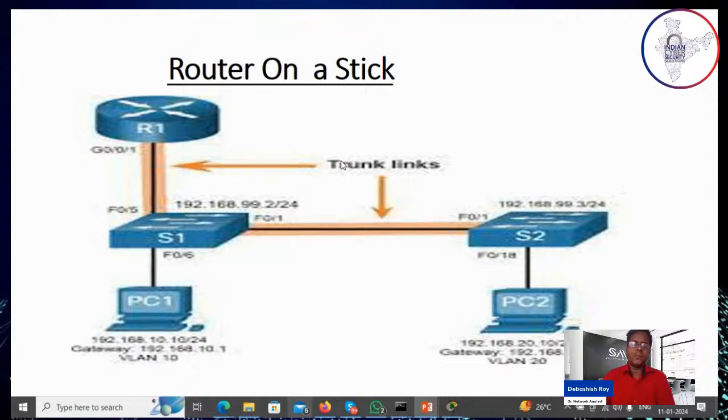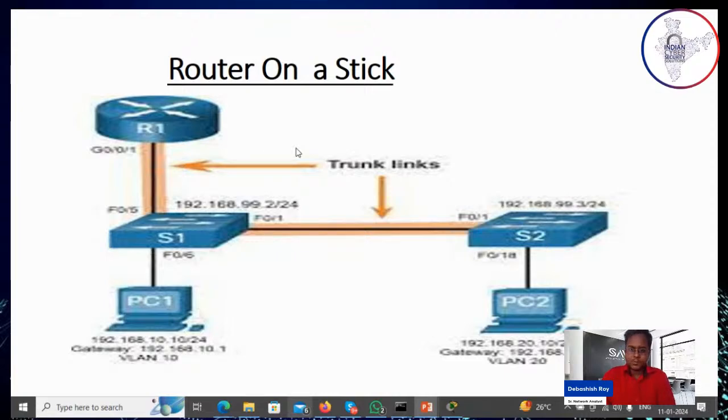Now the router on a stick means that the router has only 1 gigabit Ethernet port. As you can see, we only have 1 port, but it has to route traffic for multiple VLANs, for VLAN 10 and VLAN 20. If we use physical links, we should have connected 2 links, one for VLAN 10 and the other for VLAN 20, but that is not possible because we have only 1 gigabit Ethernet port. So in that case, one link is supporting more than 1 VLAN. So it will be known as router on a stick.